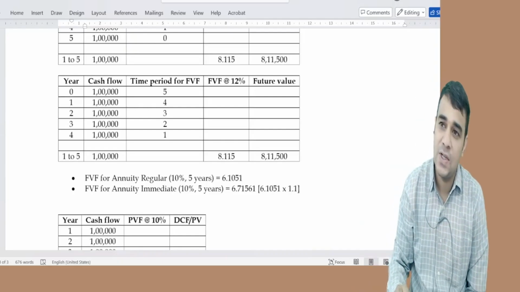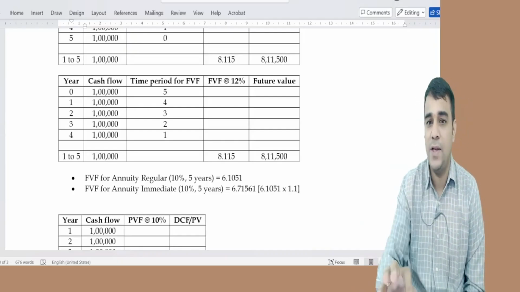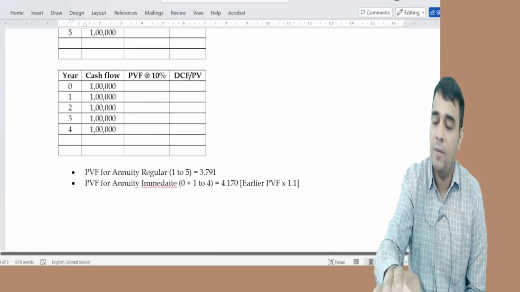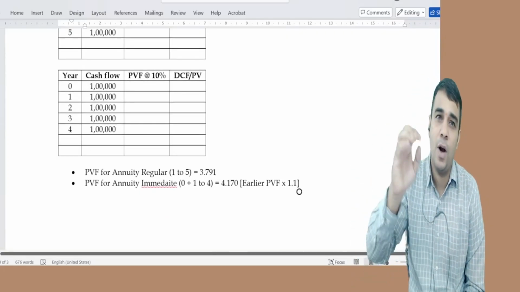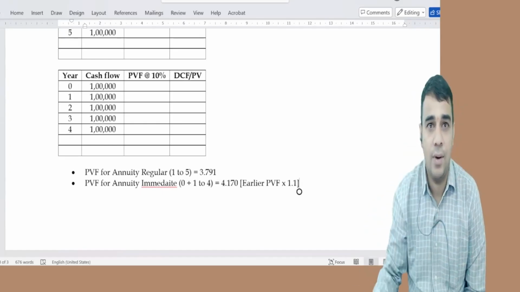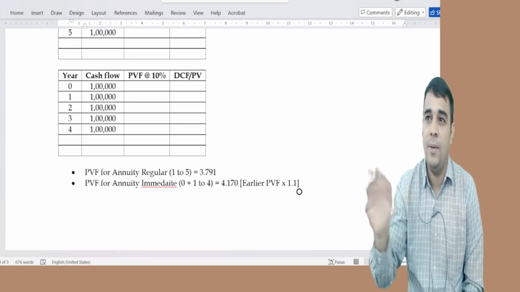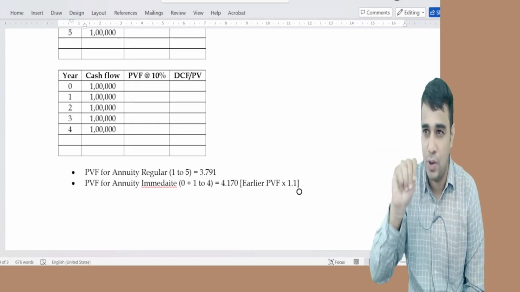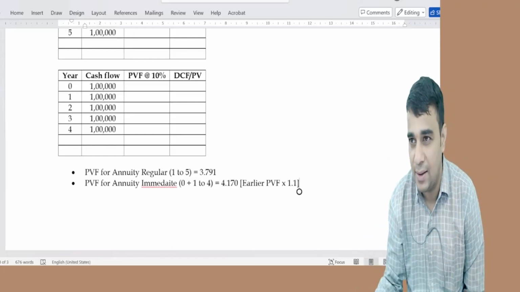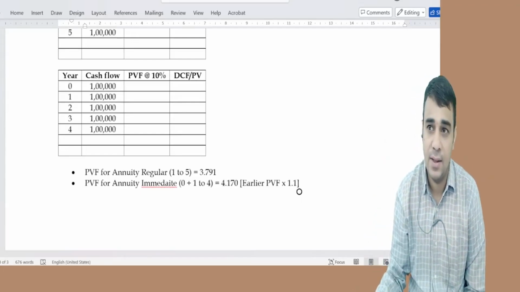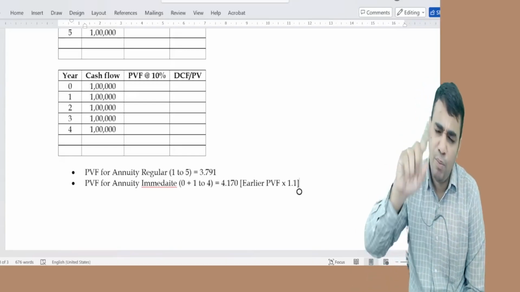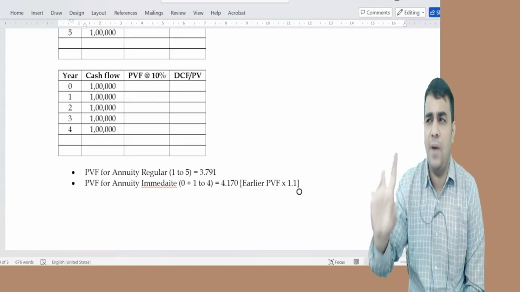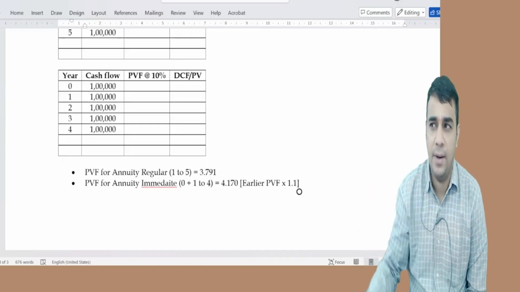When it comes to present value factor, 1 to 5 is very simple. 1 divided by 1.1, you want it for 1 to 4, and then add year 0, which is 1. Any doubts on this? In both the cases, immediate value will be 1.1 times of regular.